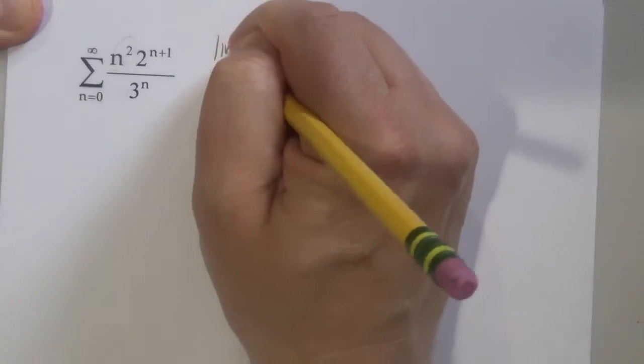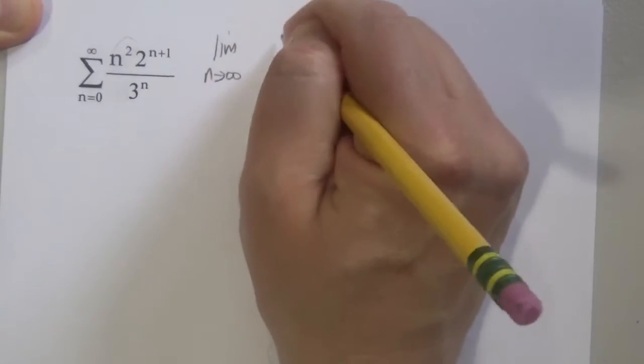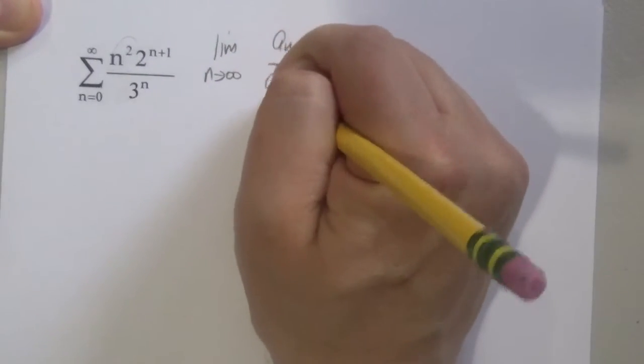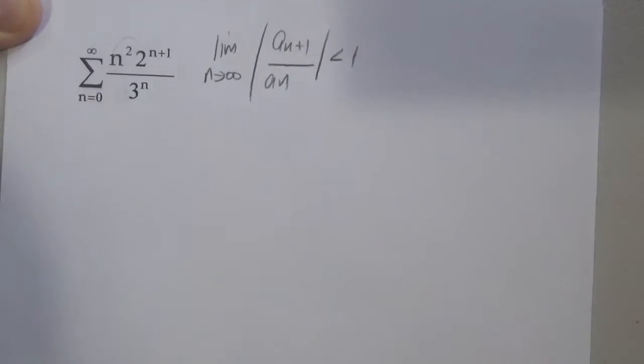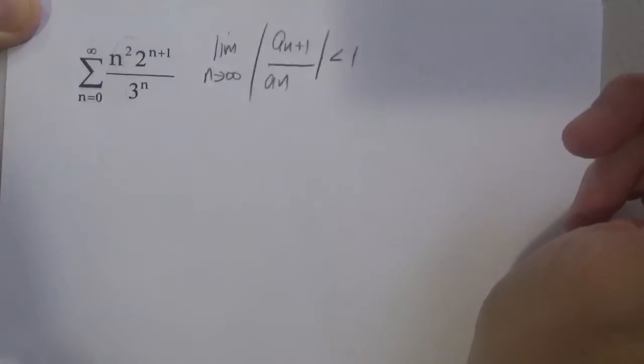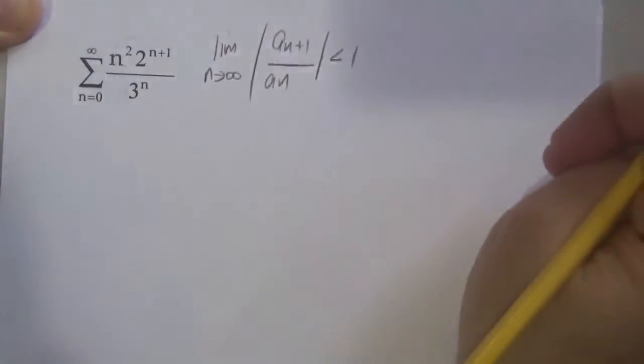So again, the ratio test is the limit as n goes to infinity of 2 consecutive terms. As long as it's less than 1, the series converges. If it's bigger than 1 or infinity, it diverges. If it's equal to 1, you've got to do something else.